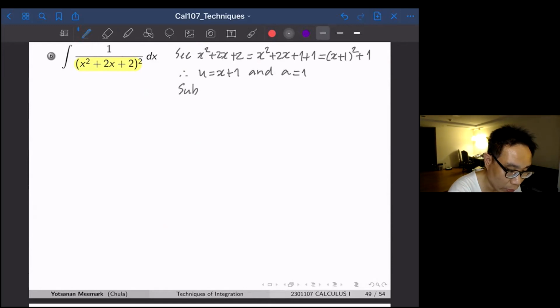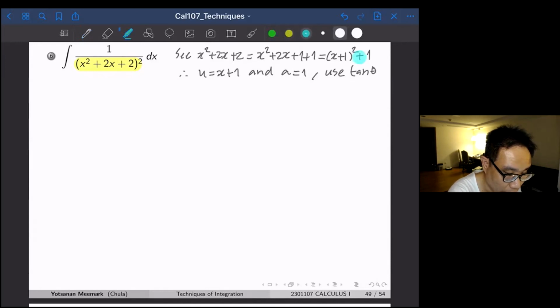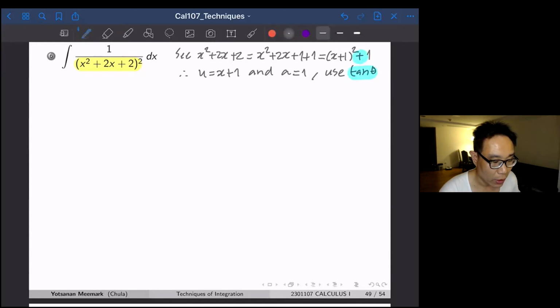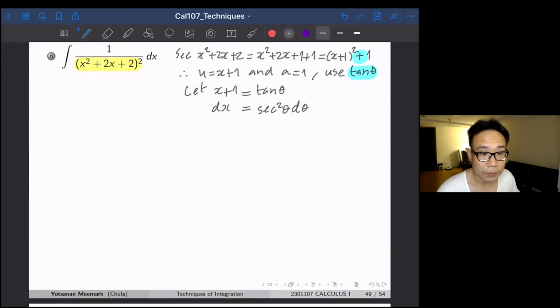So you substitute. Okay, so you're gonna use tan theta because of the plus sign. Okay, so you have the plus sign here, so you use tan for sure. So you let x plus 1 be tan theta. Okay, so this will allow you to just have this one, and you have dx equal to the derivative of tan, which is secant square theta d theta.